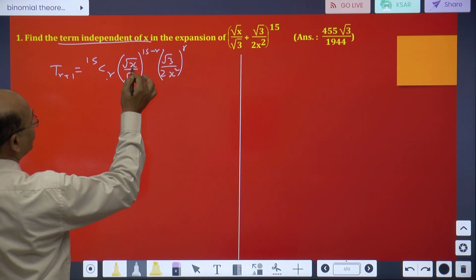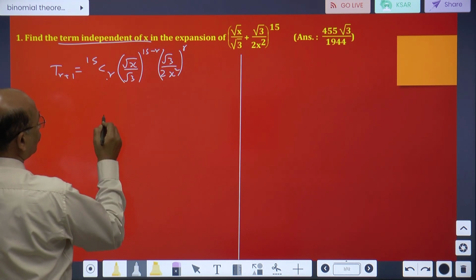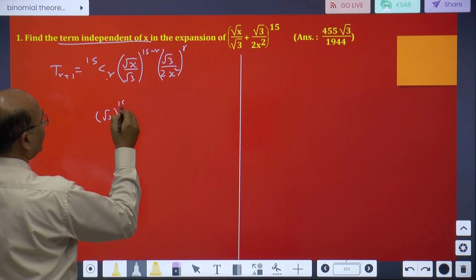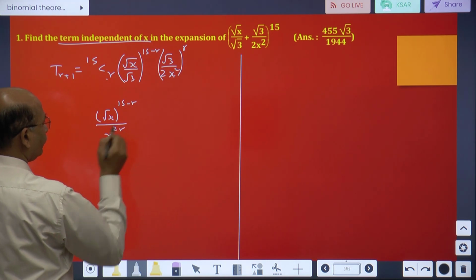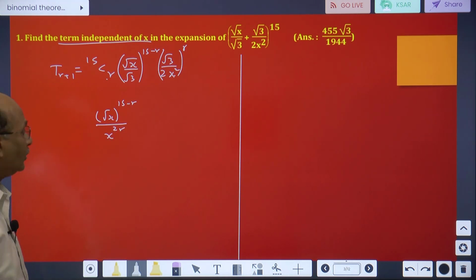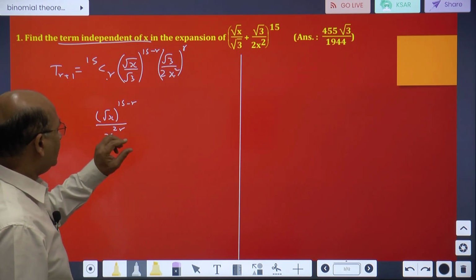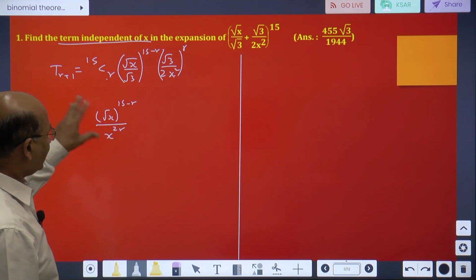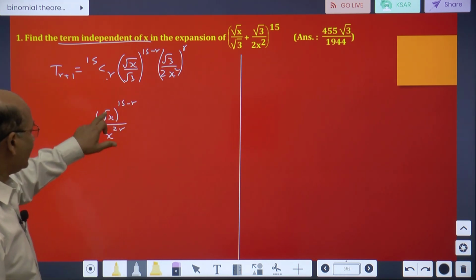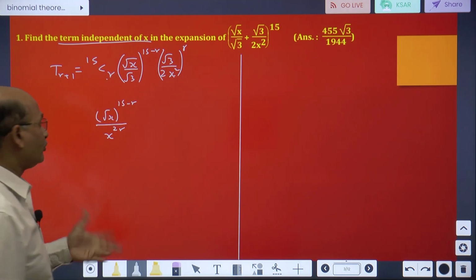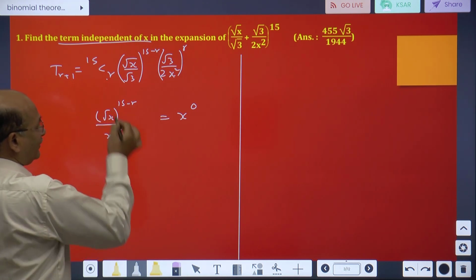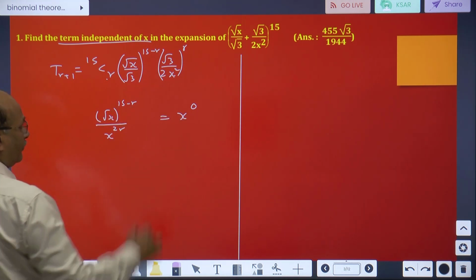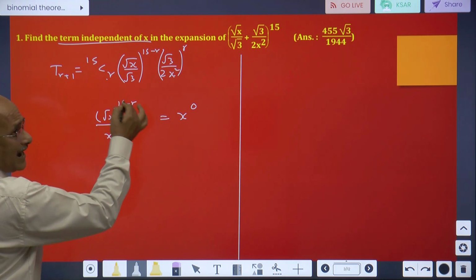Now see, here there is root x, forget about these numbers. So root x raised to 15 minus r upon x raised to 2r. You can say it that way, right? But I want the value of r for which this becomes x raised to 0. That means the x term on the left-hand side should have power 0, because then it becomes independent of x. Now I find r.